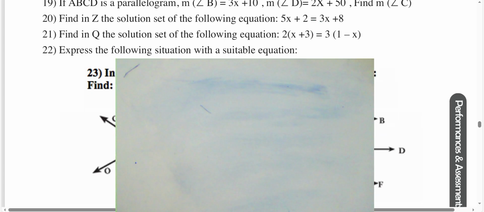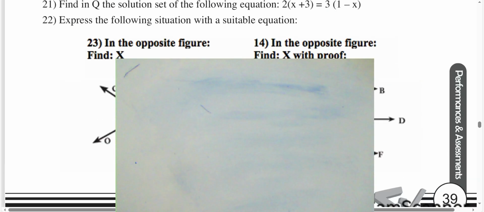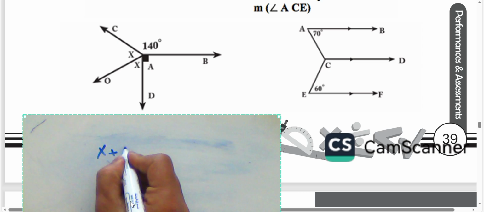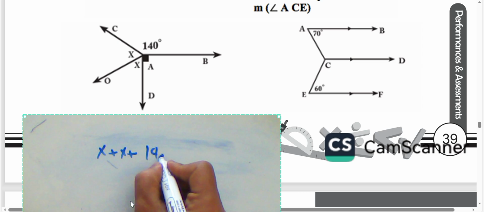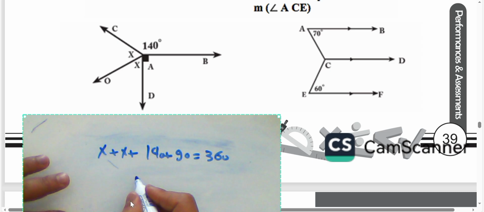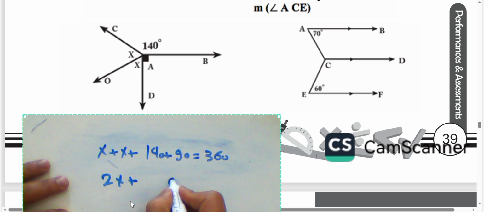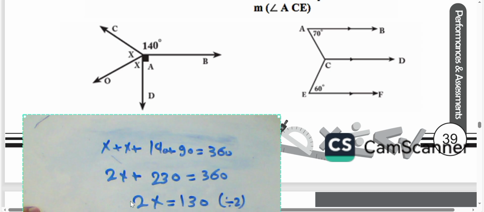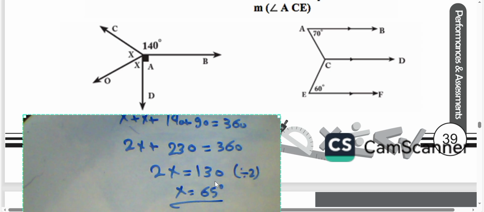Next question. Express the following with a suitable equation. Number 1. Find the value of x here. We have x plus x plus 140 plus 90, the sum of them equals 360. We have cumulative angles drawn at the same point. Then 2x plus 230 equals 360. Then x is 360 minus 230, which is 130. We can divide by 2, and x will be 65 degrees. The measure of angle x here will be 65 degrees.